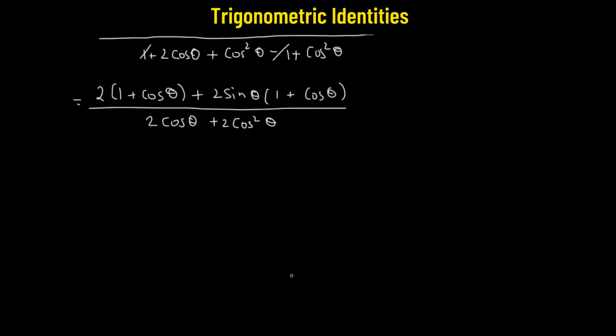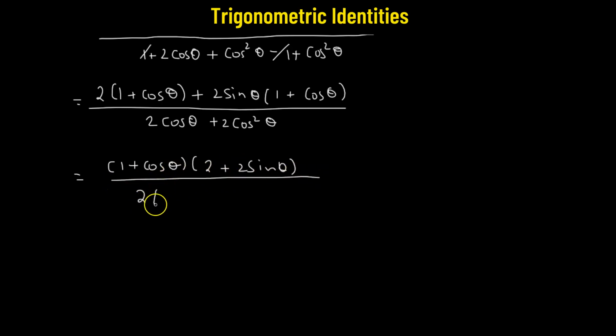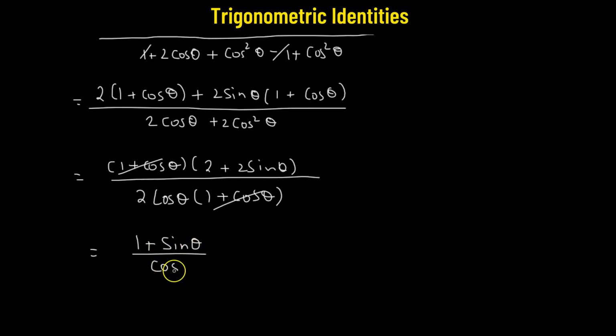Now we'll do further simplification. In the numerator, we're going to take 1 plus cosine theta as the common factor, so this will get multiplied to (2 plus 2 sine theta) whole divided by, in the denominator, if we take 2 cosine theta as the common factor, we have 2 cosine theta multiplied to (1 plus cosine theta). So 1 plus cosine theta gets cancelled out, or factored out, from the numerator and the denominator. We can also factor out the 2 from the numerator and the denominator. So we're going to get (1 plus sine theta) divided by cosine theta.